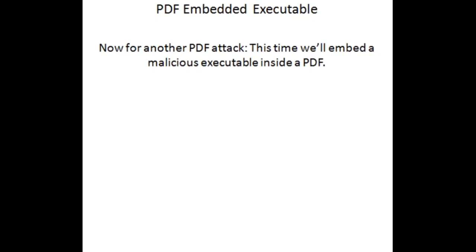PDF embedded executable. Now for another PDF attack. This time we will embed a malicious executable inside a PDF. The corresponding Metasploit module is exploit/windows/fileformat/adobe_pdf_embedded_exe. Instead of exploiting the software as soon as the PDF is opened, the generated PDF will prompt the user for permission to run the embedded file. The success of our attack is contingent on the user allowing our executable to run.